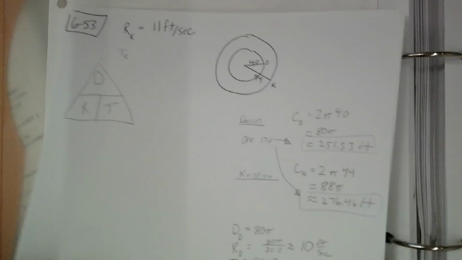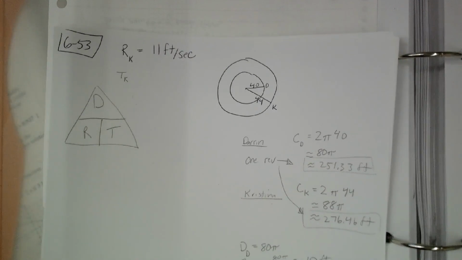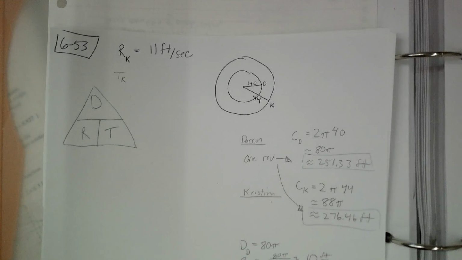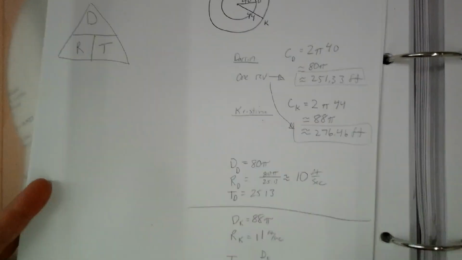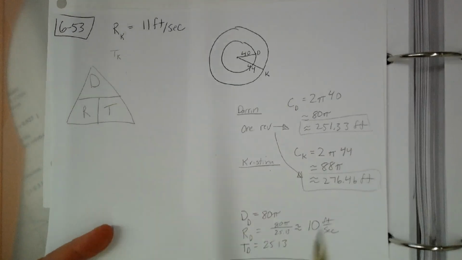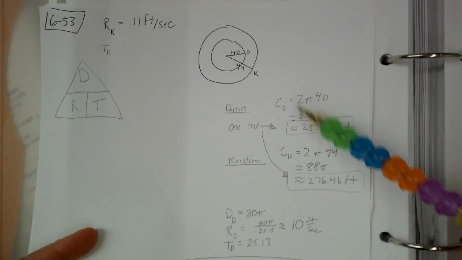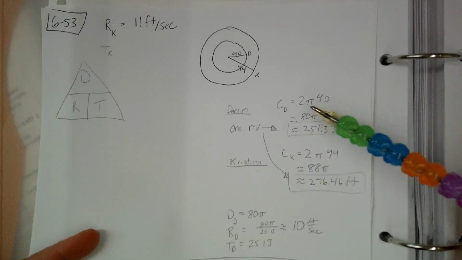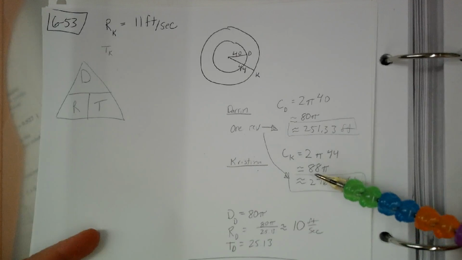The way I did it, you might not like it as much, but I thought of distance equals rate times time. So I thought of this as her rate, and we're trying to find her time. I wanted to find her time so that I could fill in all the unknowns. I know each of their distances. Darren is on the inside track, so his distance is 80 pi, because it's 2 times pi times r. That's Darren's distance. And then Christina's distance is 88 pi.